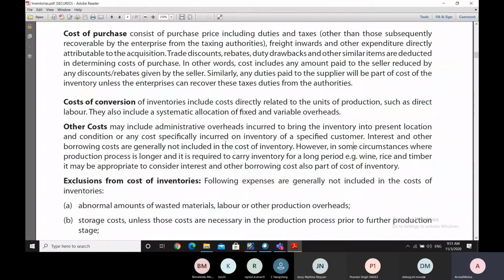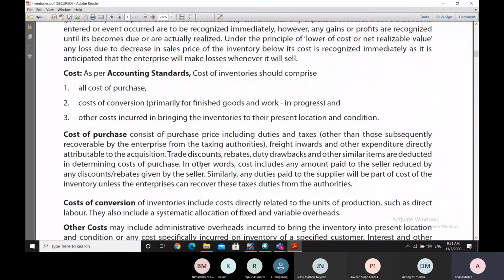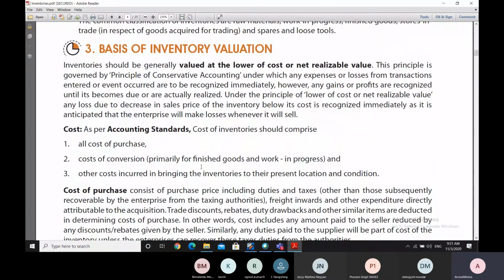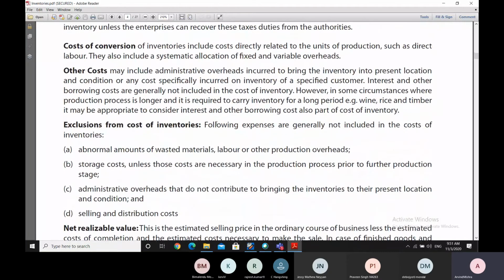Now, having understood the three types of costs which have to be taken into consideration while doing the inventory valuation, because cost is one element and the net realizable value is the other element, the basis of the inventory valuation, we have to understand what are those exclusions which are needed from the cost of the inventories. We must understand what we don't have to include at all as part of the inventory valuation.